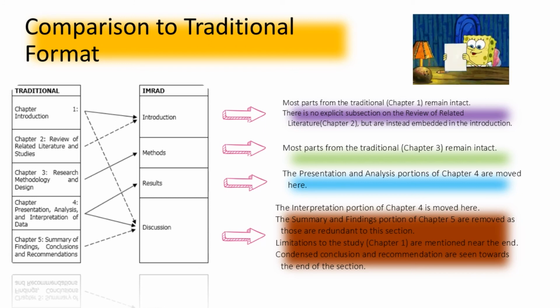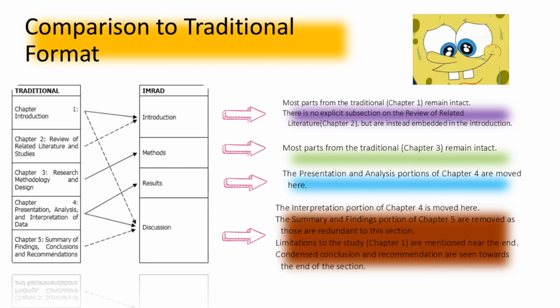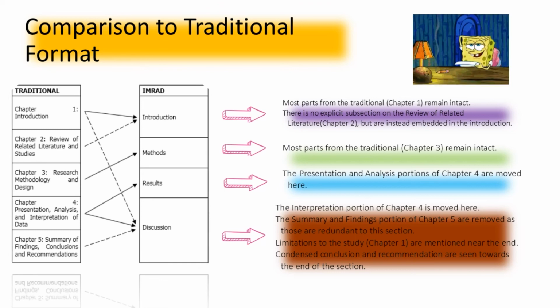Limitations to the study or chapter 1 are mentioned near the end, or a condensed conclusion and recommendation are seen towards the end of the section. So in short, you can also put the limitations of the study here in the discussion part, or you can mention it again after mentioning it in your introduction.